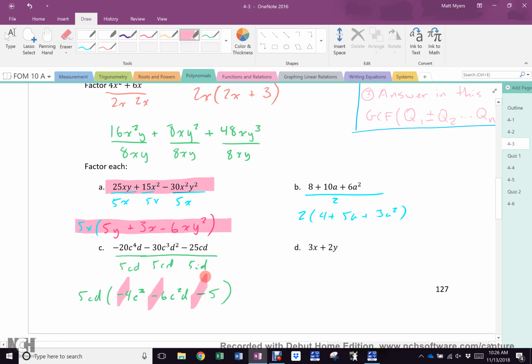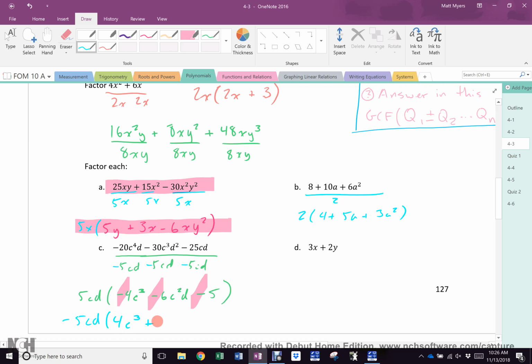3 negatives. We like to get that negative out of there as well. So it isn't the greatest common factor, is it? Because negative 5 is lower than 5, yeah? But we still like to get, if a negative's in there, we like to get it out. So that means we would technically take out a negative here as well. So what would this be? Negative 5CD. And what would that do to all these signs?